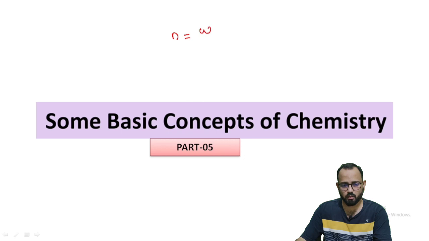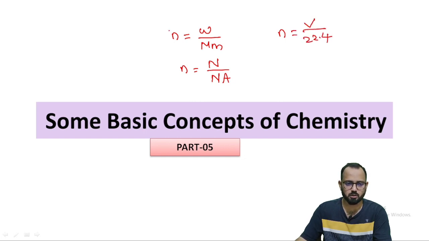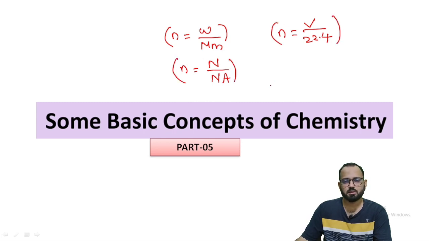If they have given the weight, then weight by molecular mass gives the number of moles. If they have given the number of molecules or number of particles, it can be atoms, ions, or molecules, you can use the equation n = N by NA. If they have given the volume at STP, then you can go with the equation volume by 22.4. So these are the three equations that we have dealt with in the previous lecture.